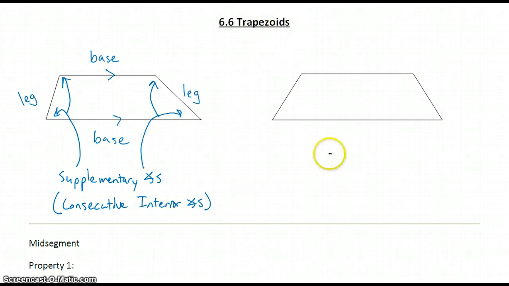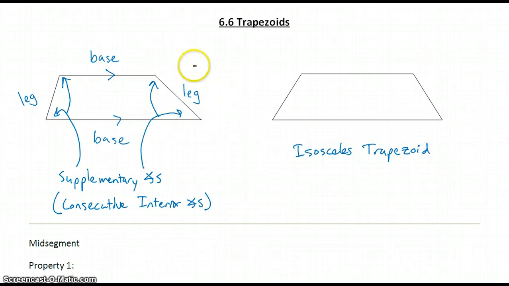A special kind of trapezoid is an isosceles trapezoid. An isosceles trapezoid has all of these properties, and in addition to that, a few more. So an isosceles trapezoid has one pair of parallel sides. These two parallel sides are the bases, and in an isosceles trapezoid, the two legs will be congruent to each other. That's what makes it isosceles. It has at least one pair of congruent sides.